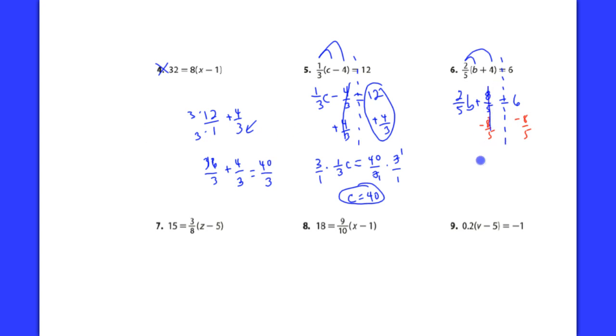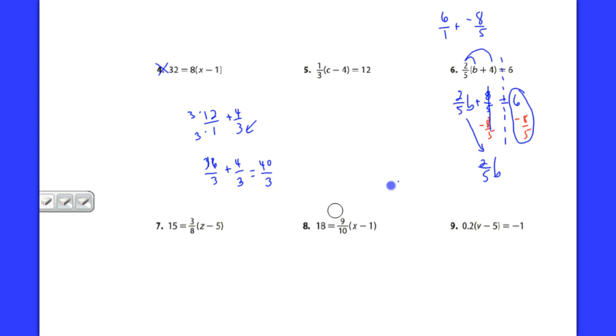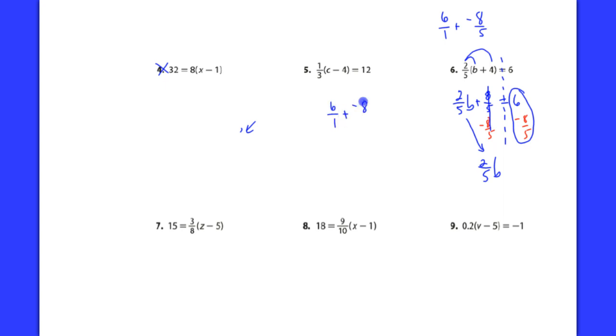That would give me 2/5 b here. Now I have to add this part right here. Here's the hard part. You have to add 6 over 1 plus negative 8/5. Now you know what I'm going to do? I'm going to erase this old problem. You should already have that down, and you can work this out wherever you can find space on your paper. I'm going to work it out over here just so you can see it good on your screen.